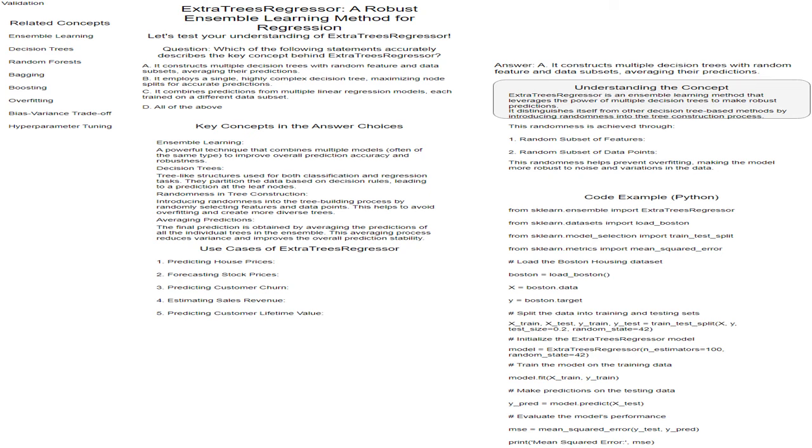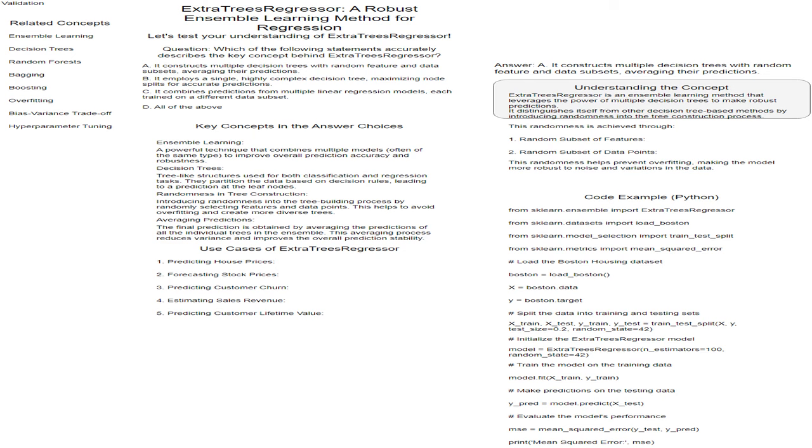Extra trees regressor is an ensemble learning method that leverages the power of multiple decision trees to make robust predictions. It distinguishes itself from other decision tree-based methods by introducing randomness into the tree construction process. This randomness is achieved through: 1. Random subset of features. 2. Random subset of data points. This randomness helps prevent overfitting, making the model more robust to noise and variations in the data.